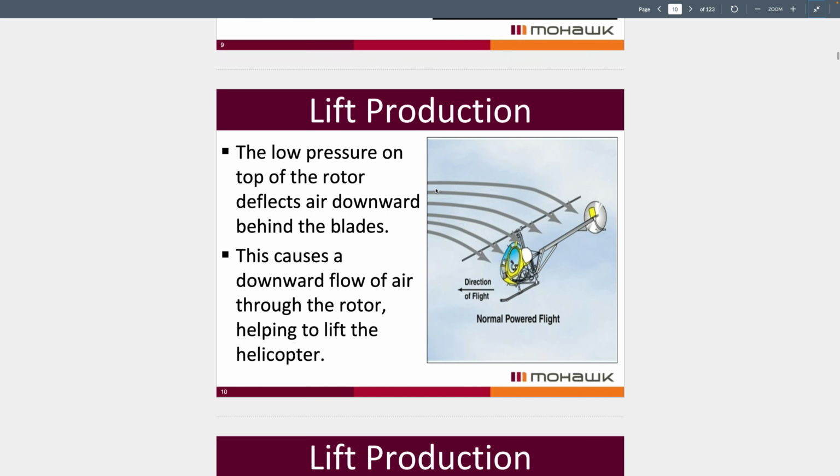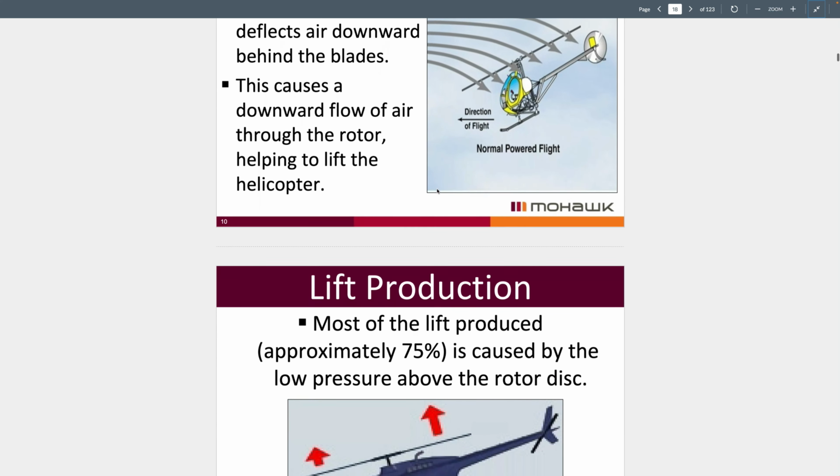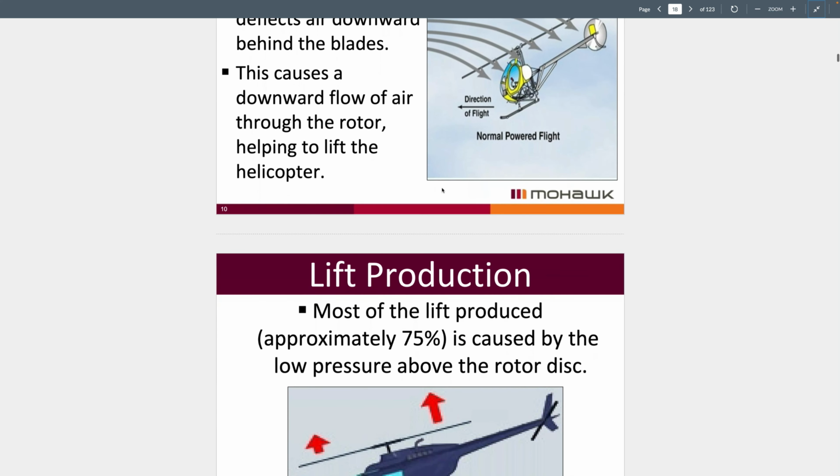We also noted that the direction of airflow during powered flight is down through. So the rotor blades are pulling air from above the blades and sucking it down over the cabin and towards the surface or the ground. So this is normal powered flight. If the helicopter is moving forward, we have a tendency for the airflow to be sucked down through, and that's how lift is produced. Most of the lift produced, approximately 75%, is caused by that low pressure above the rotor disc.